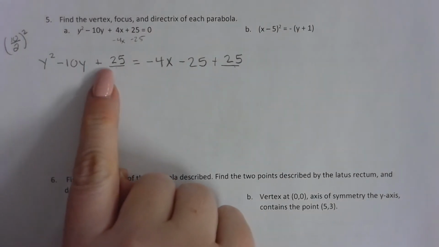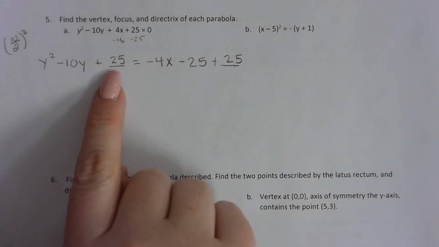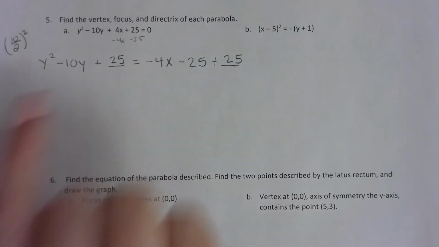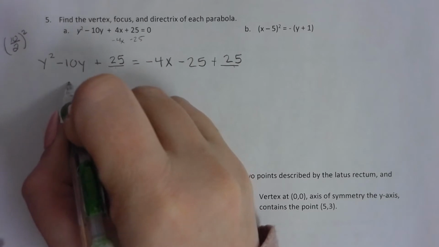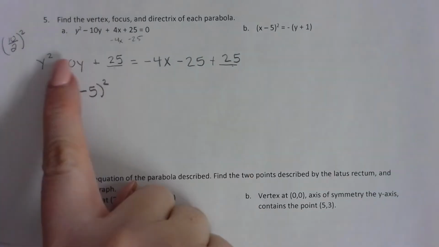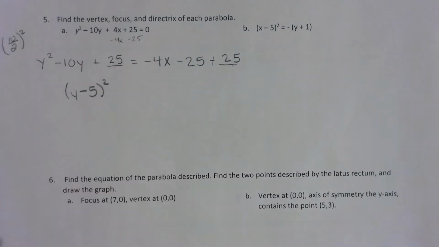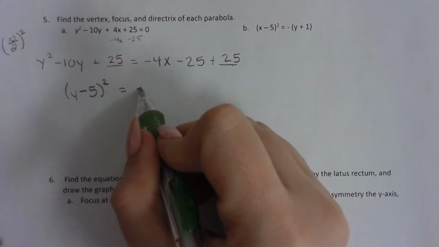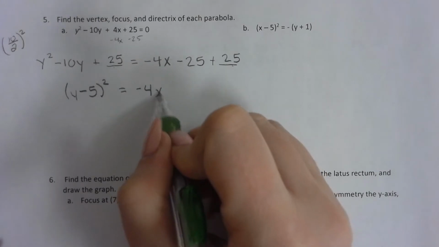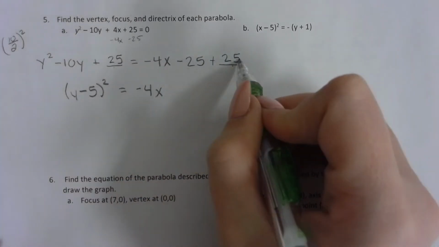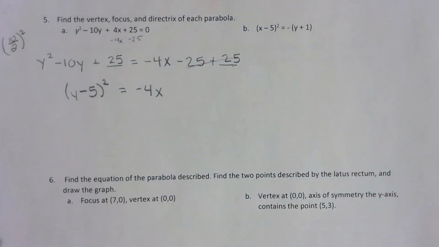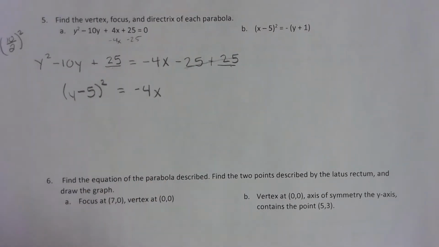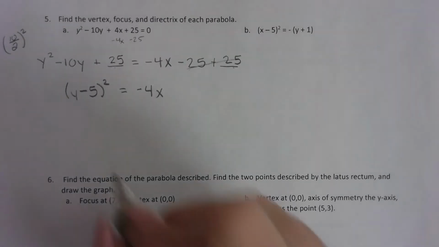Now this is just a trinomial, so what multiplies to positive 25 and adds to negative 10 is negative 5 and negative 5. So y minus 5, or y minus 5 squared, right? If I told you to take this and multiply it out, you would get this trinomial. Equals negative 4x, well, negative 25 and 25 cancel out. So now that we have it in the right form, now I can find the vertex, focus, and directrix.